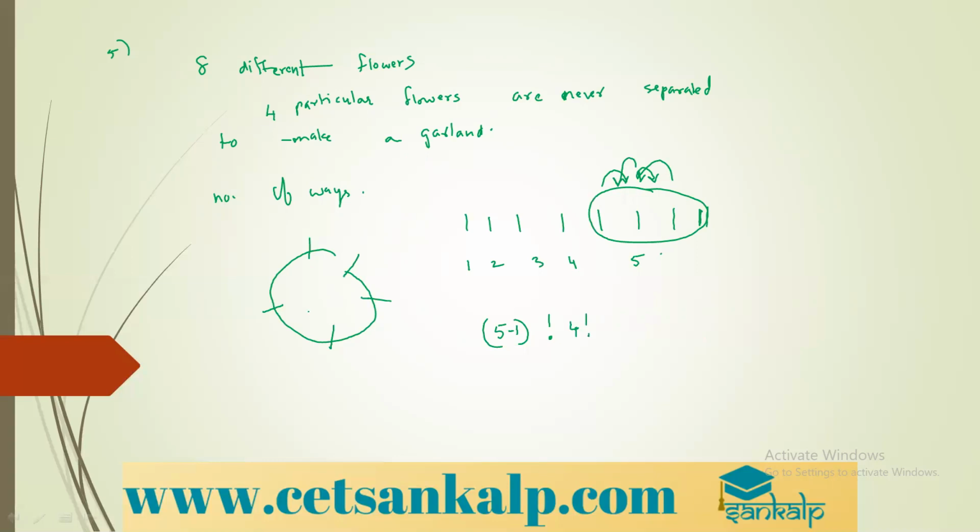But because these are flowers in a garland, clockwise and anti-clockwise are not distinguished. That is why you have to take half of it. Half will be clockwise, half will be anti-clockwise. So that means half into 4 factorial into 4 factorial, 24 into 24.